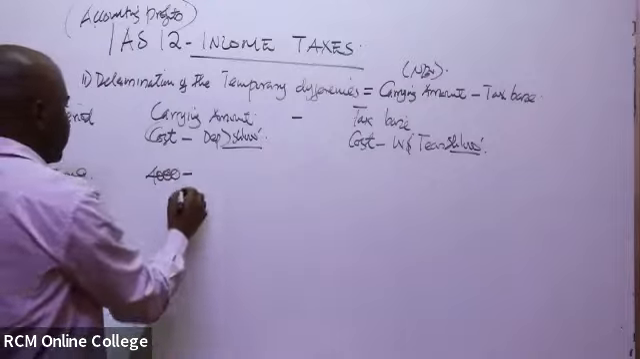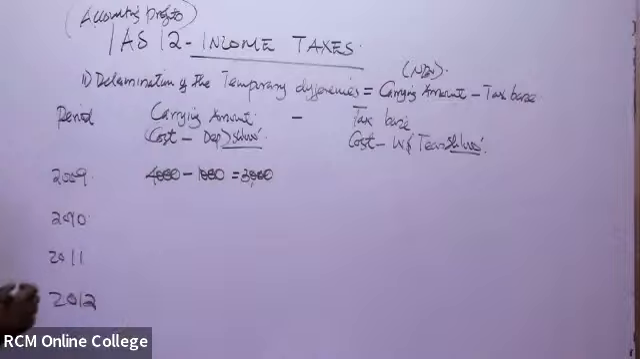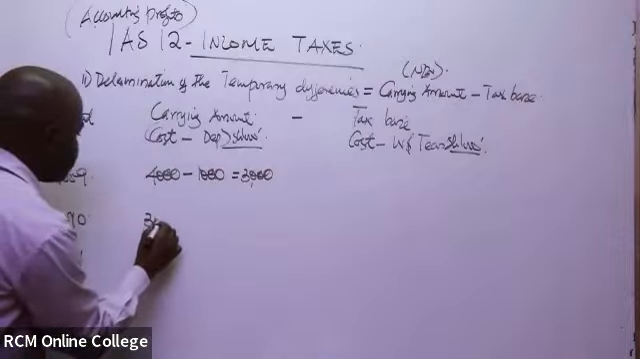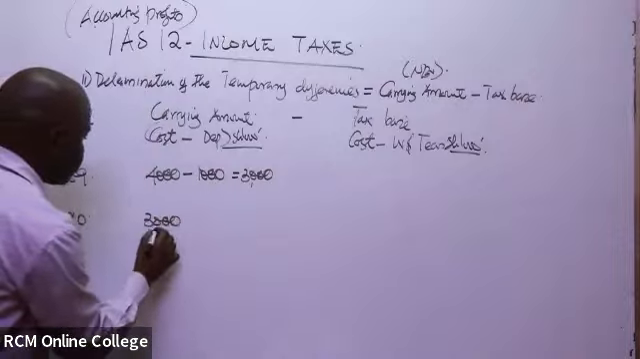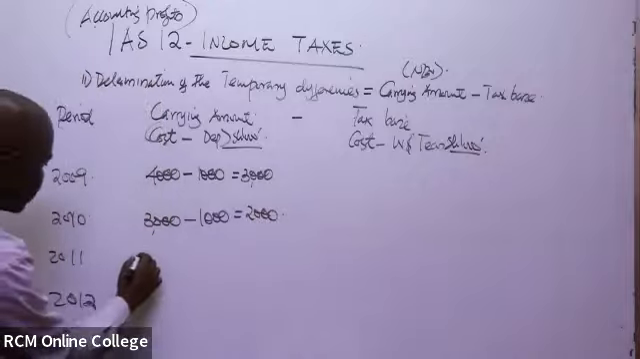In that year we incurred a depreciation of 1 million. It means that by the end of the year 2009, our net book value was 3 million. So that means 2010 we opened with 3 million, but then we deduct again because it was on straight line. So 2 million remained here. 2 million remained. Then 2011 we opened with 2 million.